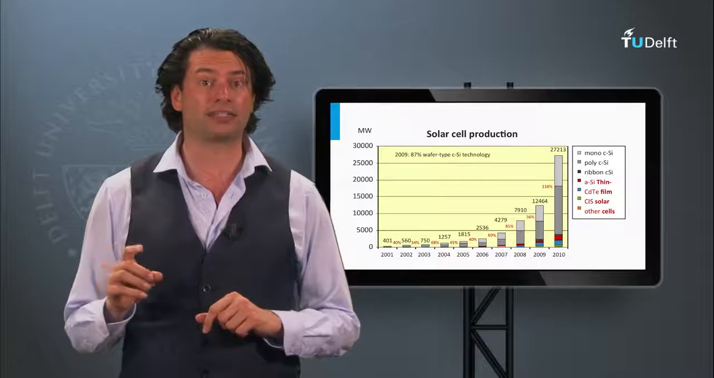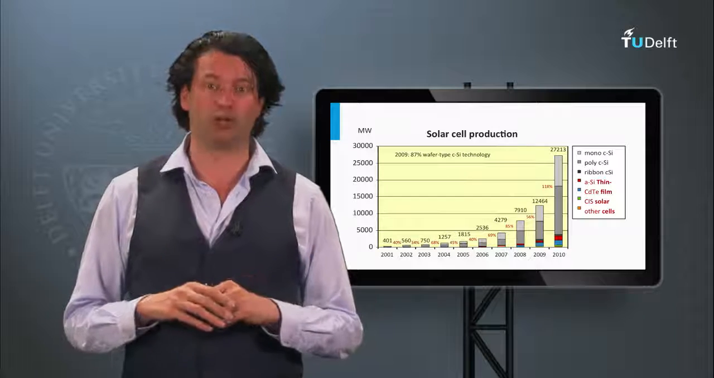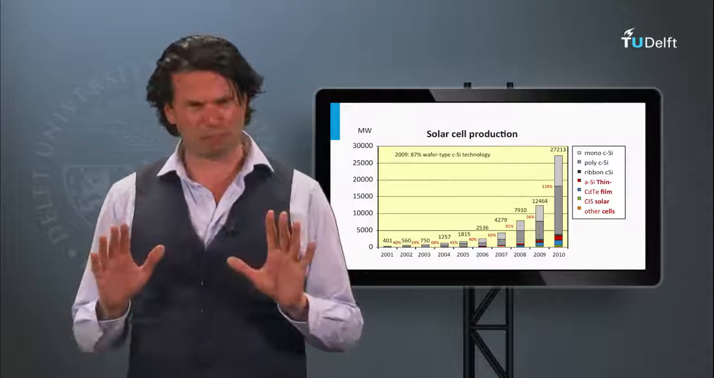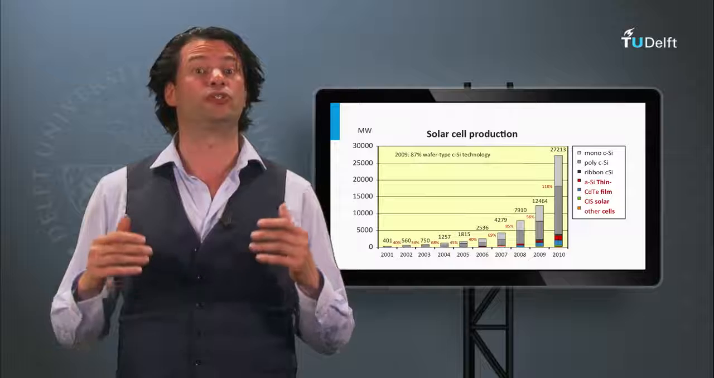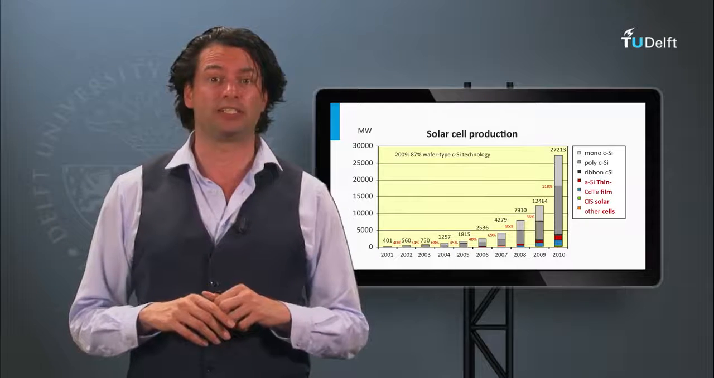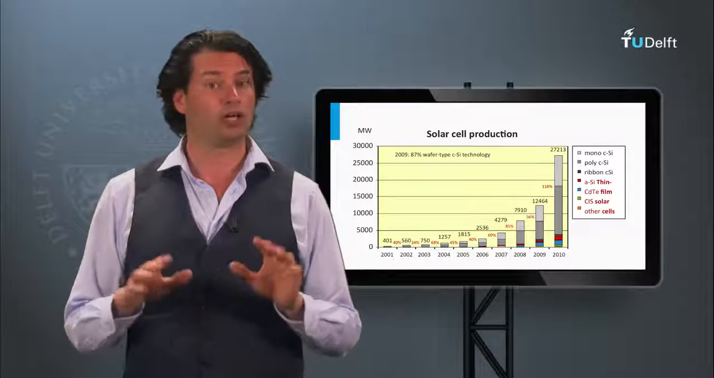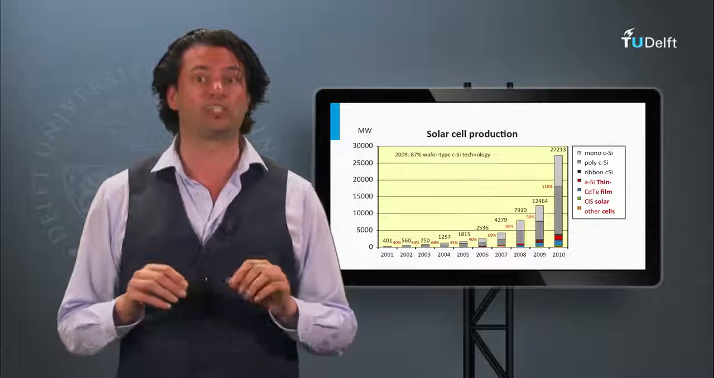The vertical axis represents the annual production. We express the annual production in the total produced power capacity in megawatts. The horizontal axis represents time.